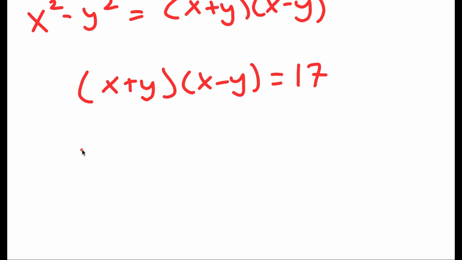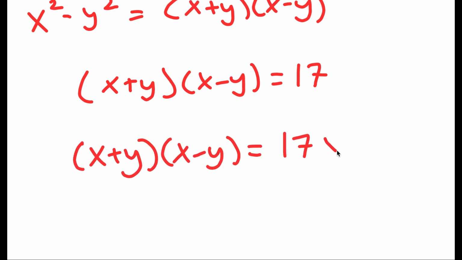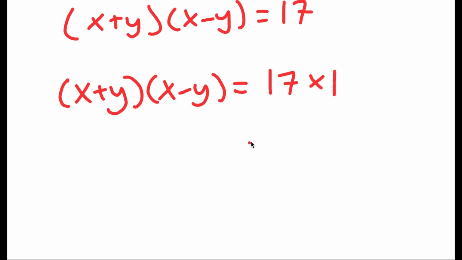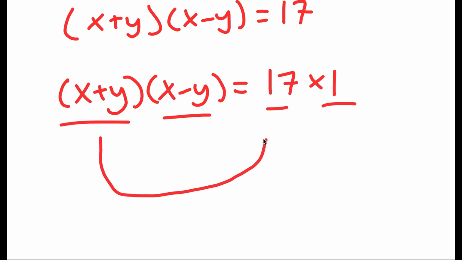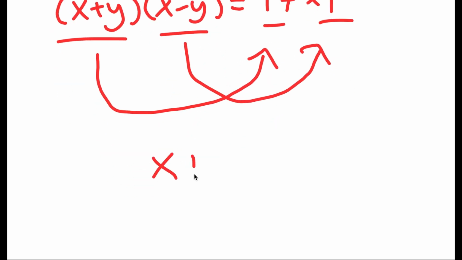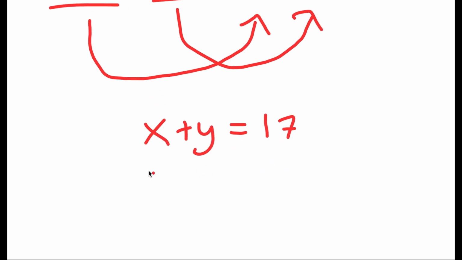Now 17 I can rewrite as 17 times 1. And because we know that x plus y is greater than x minus y, as you notice here, we have a number times another number is equal to another number times another number. And because x plus y is greater than x minus y and 17 is greater than 1, I'm going to make x plus y equal to 17 and x minus y equal to 1. So I get two equations from this. X plus y equals 17 and x minus y is equal to 1.